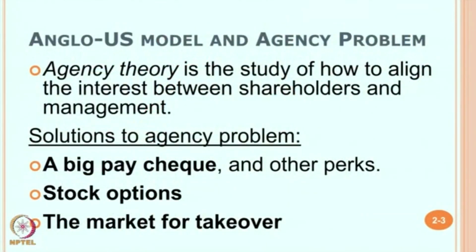Now there is an agency theory, which is very important to understand this model. This is a study of how to align the interests between shareholders and management. These are considered to be the most important stakeholders, and there is a lot of research which has happened in agency theory. Now, the major solutions given are in the form of a big paycheck. So, the CEO is given a substantially high salary, and also a lot of perks. Now, the idea is that it keeps the CEO on their toes. If the performance falls, the person will lose out on sizable financial benefit. That keeps the person motivated. Not only the CEO, it's also true for the senior management team.